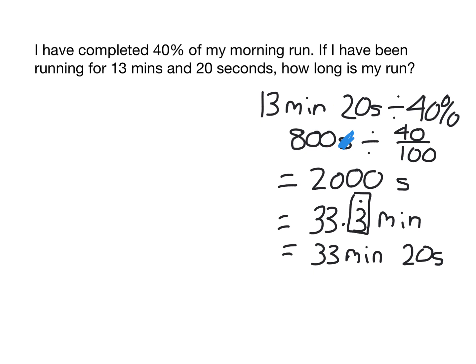So this one was a bit harder just because of the units, but it still follows the exact same process. If we want to find the original amount after a percentage has been applied, we simply take the final amount and divide by the percentage when it's written as a fraction or a decimal.